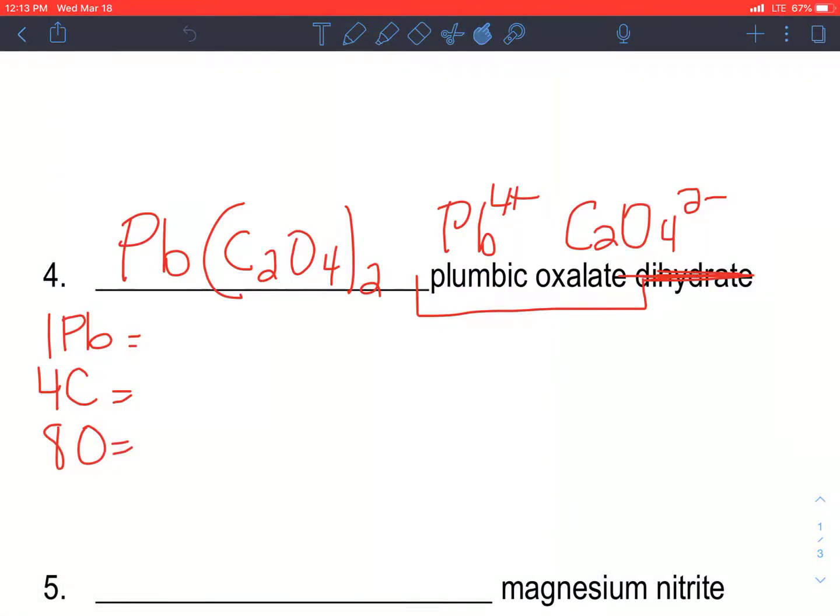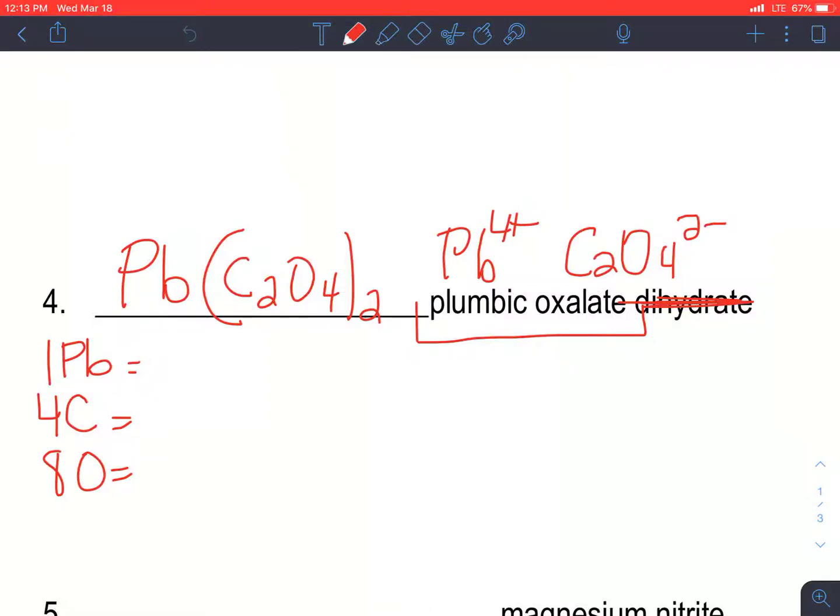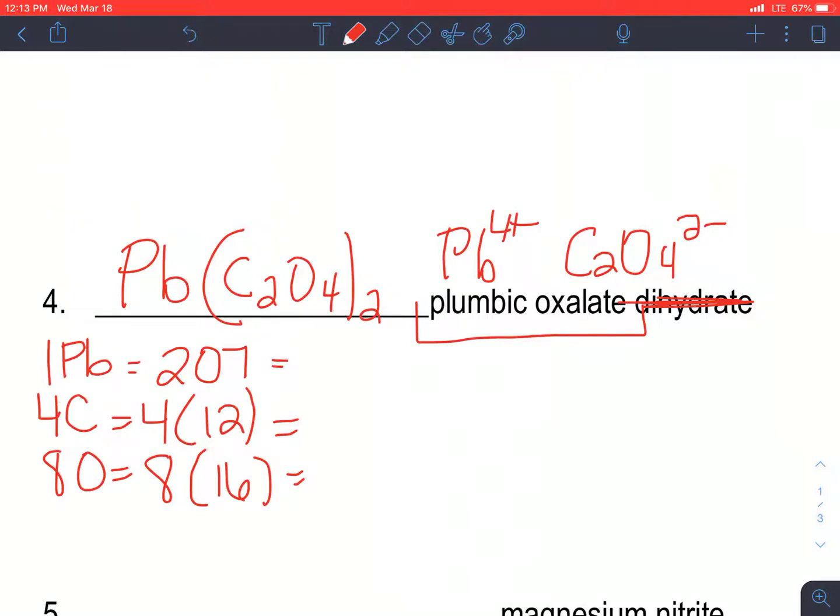Since there's only 1 lead, this one is 207. There's 4 carbons at 12 each, and 8 oxygens at 16 each. So obviously 207 times 1 is itself. 4 times 12 is, I know I should probably have this memorized, but I don't do mental math very easily, 48. 8 times 16 is 128.